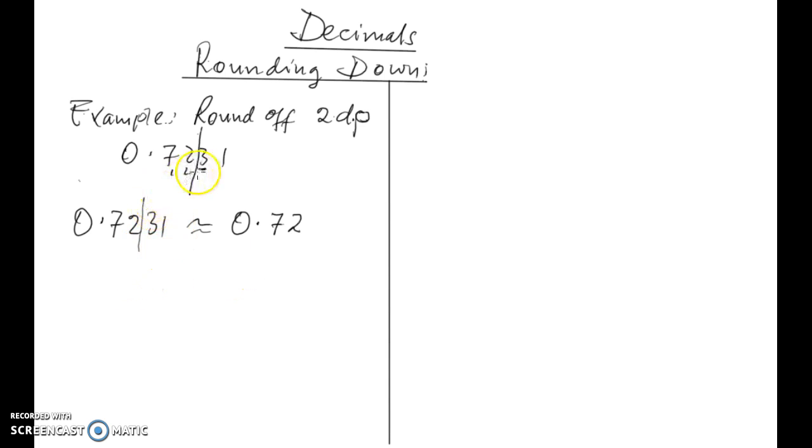So for example, if we round 0.7231 to 3 decimal places, it will be approximated to 0.723. This is to 3 decimal places.